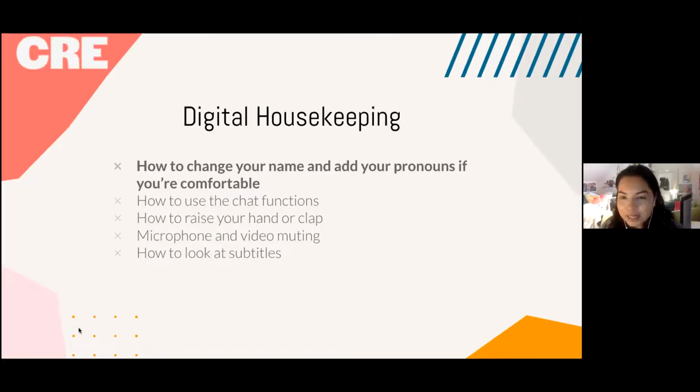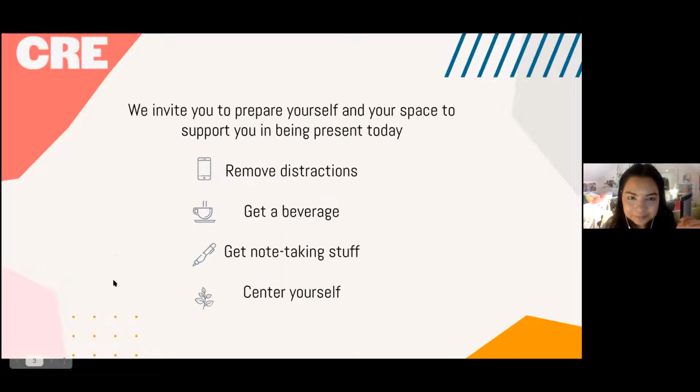Microphone and video muting is at the bottom left-hand corner of your Zoom screen. And we do have subtitles for today. If you look at the bottom of your Zoom screen, you should see a little button with 2 C's on it, and that should offer you captioning. They're not the best, but they're there, and I hope that they're helpful.